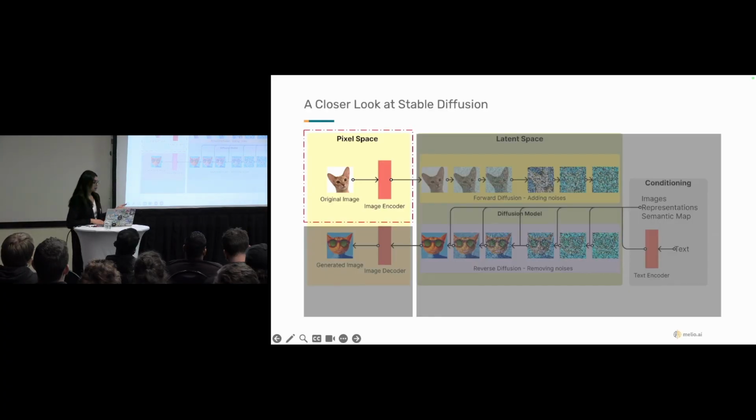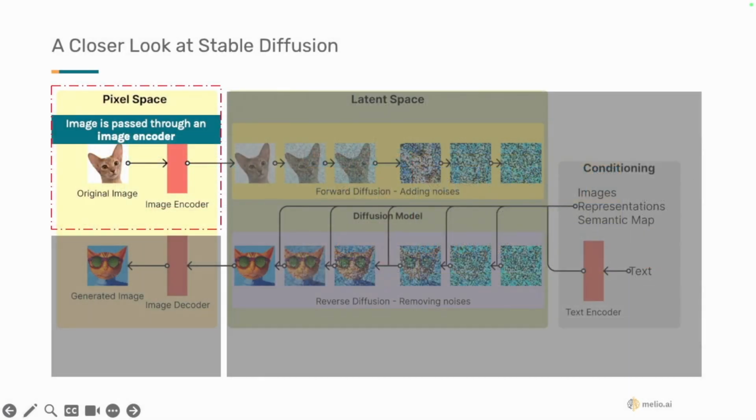Okay, so starting with the first block, the process begins with an original image in pixel space. The image is then passed through an image encoder, which transforms the pixel data into a latent representation. The encoder captures the essential features, so say colors, shapes, and textures, and it allows for more compact and efficient representation in your latent space.